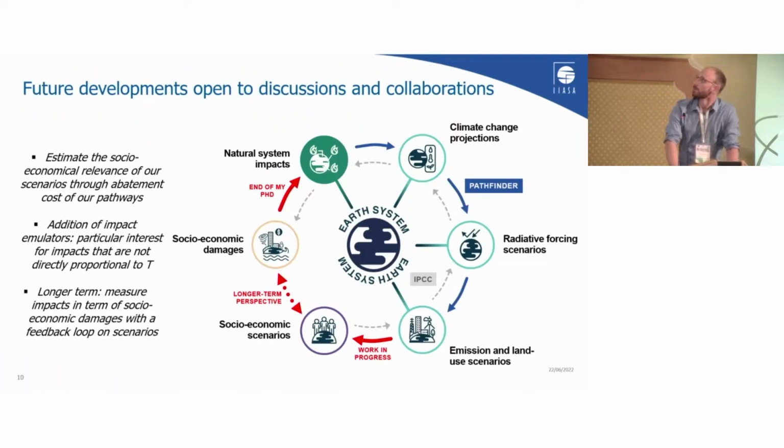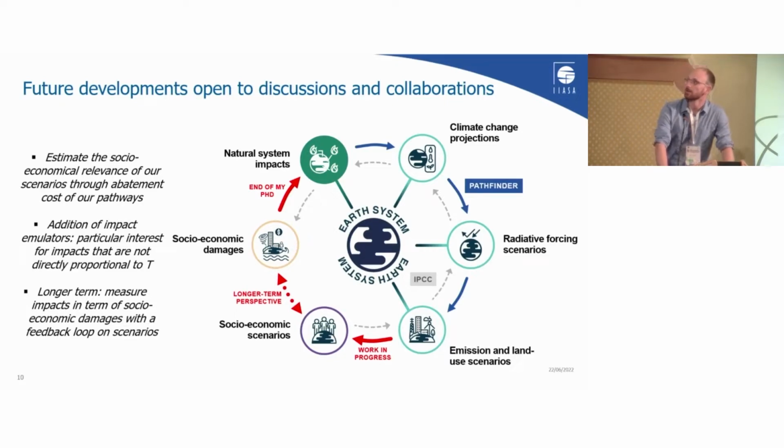Now the idea is to keep developing Pathfinder, and there are several aspects we want to work on. The first one is to go further in the loop, directly from emission and land-use scenarios to have an estimate of the cost of these emissions and the socioeconomic relevance of those pathways, because for now we don't have any constraint on that. Another aspect is to add more natural impacts, and it's even better if we can easily link them to socioeconomic damages, and to find more of them.